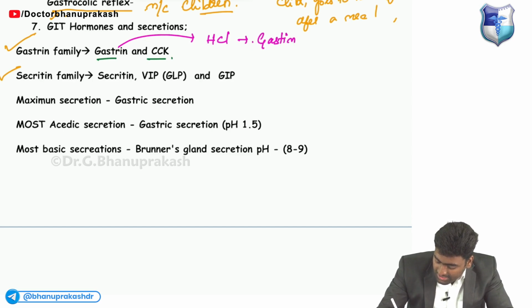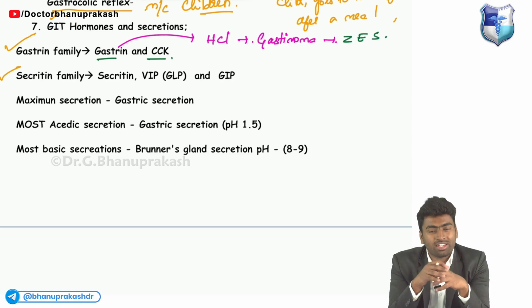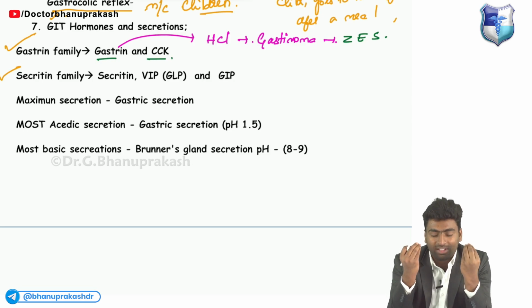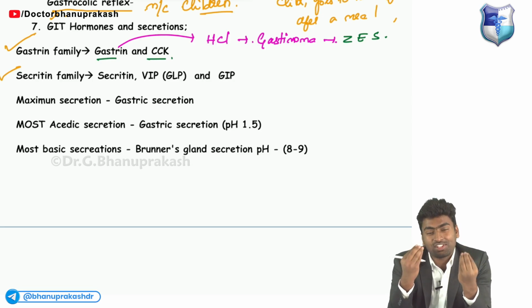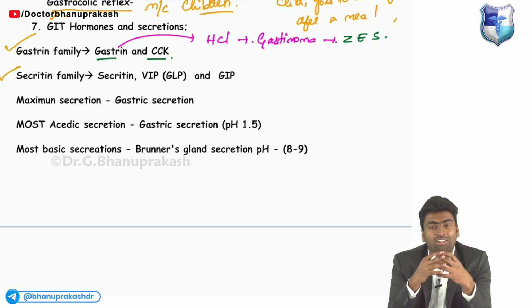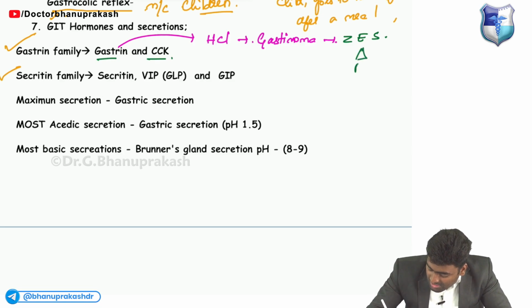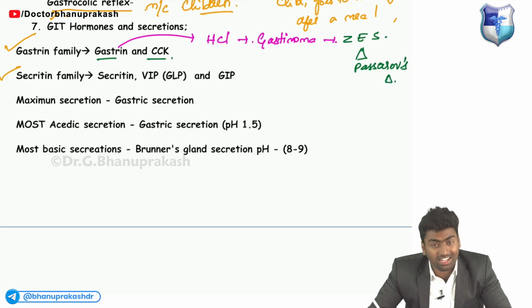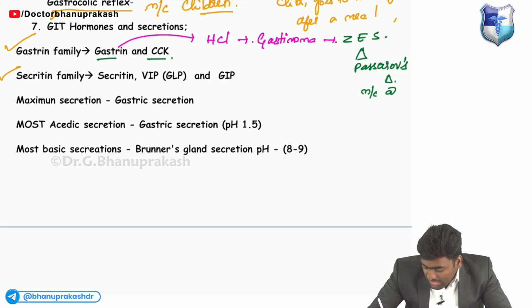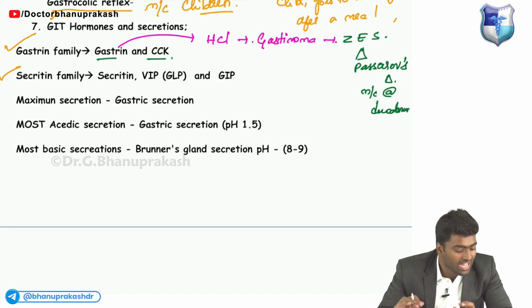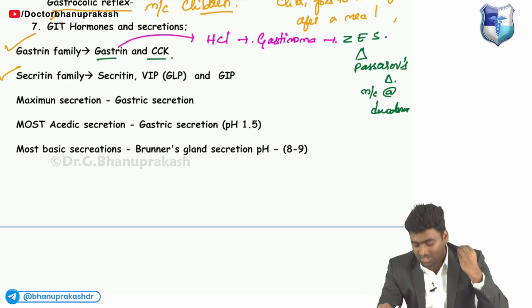It is associated with a syndrome. What is the name of the syndrome? It is known as Zollinger-Ellison syndrome. So Zollinger-Ellison syndrome is the presence of this gastrinoma secreting tumor. Most commonly it will be seen in a triangle which is known as Passaro's triangle, and most commonly it is at the duodenum. It is a gastrin secreting tumor, and there will be more acid secretion, so there will be formation of ulcers.